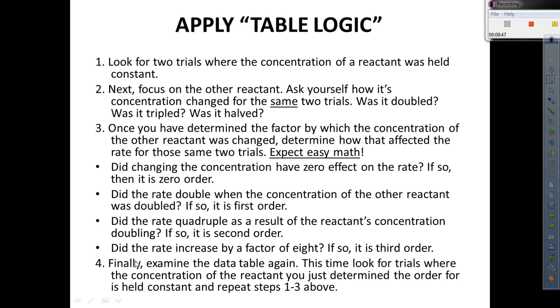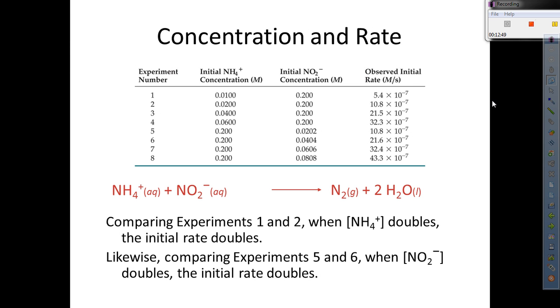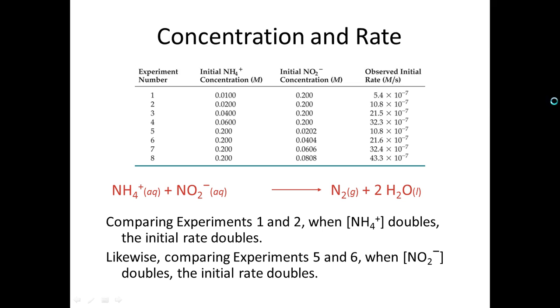Once you've determined the order of the first reactant, now you have to go back and do the same thing again, but this time switch the reactants and see what happens to the second reactant when you hold the first one constant. Let me walk you through some examples so you can see what's going on with what we call table logic.